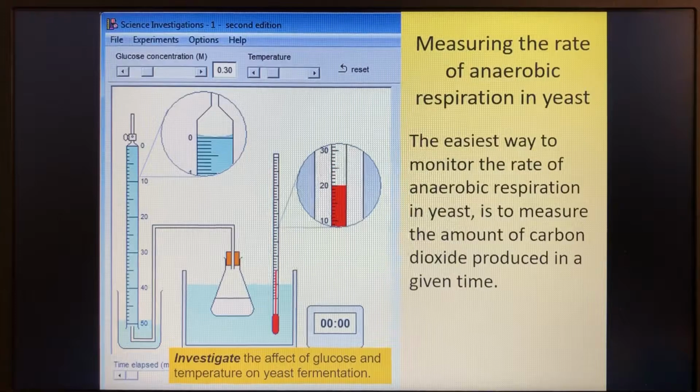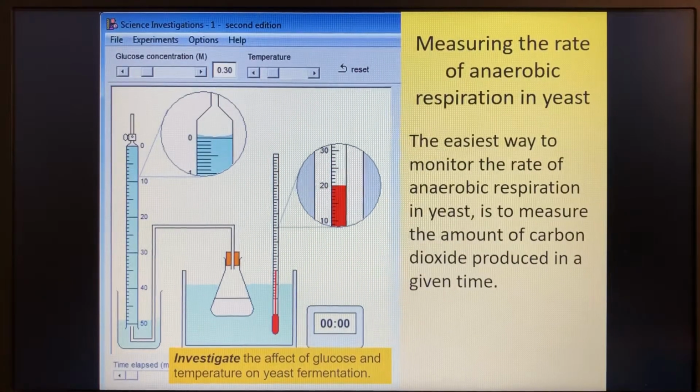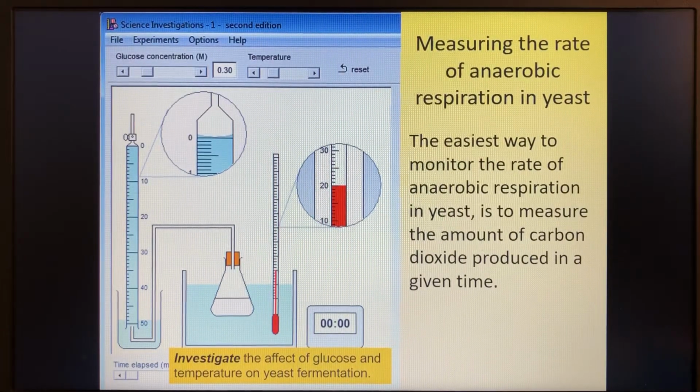Okay, so this is the program that we're going to use. We're going to measure the rate of anaerobic respiration in yeast, and the way that we're going to measure that is to measure the amount of carbon dioxide produced in a fixed period of time.